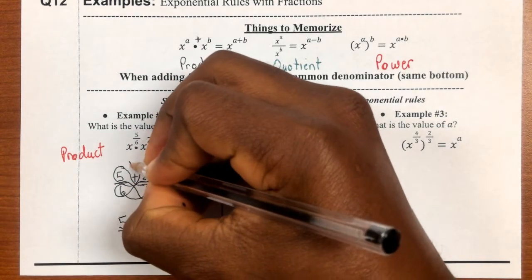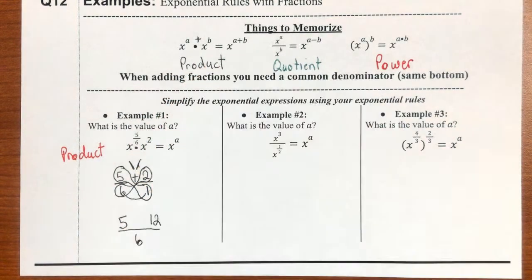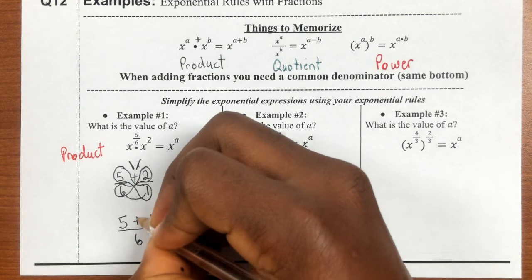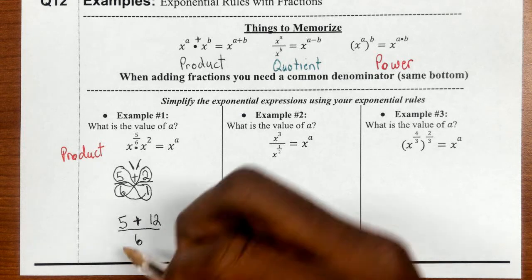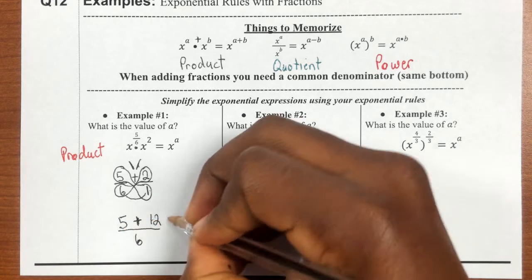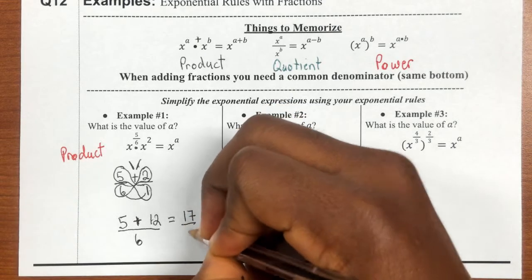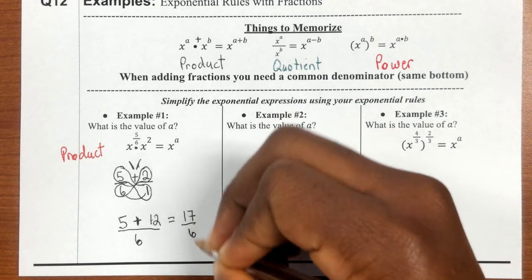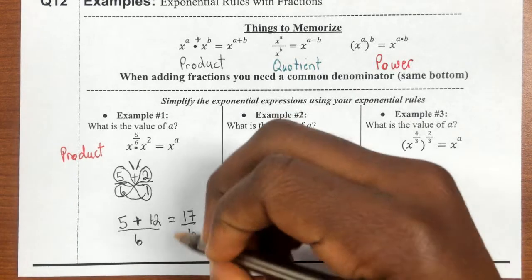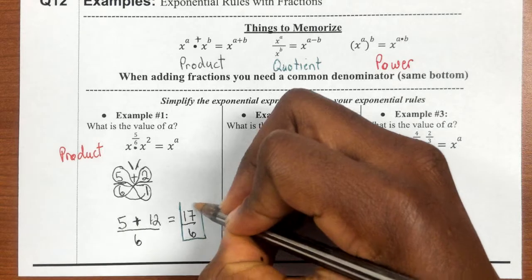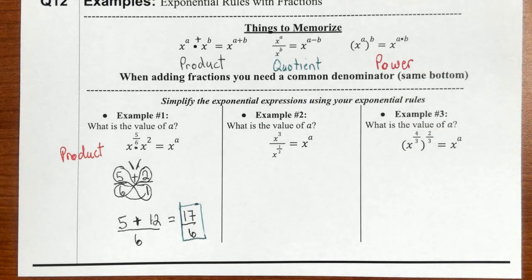And then what am I doing? I am adding, so I put an addition sign in between. And you see how it kind of looks like a butterfly? That is your butterfly method. So 5 plus 12 is 17 over 6. Can I simplify 17 over 6 anymore? No, I cannot, because 17 is a prime number. So my answer would be 17 over 6. You don't have to type A equals, you only need to type 17 over 6. And that is it.